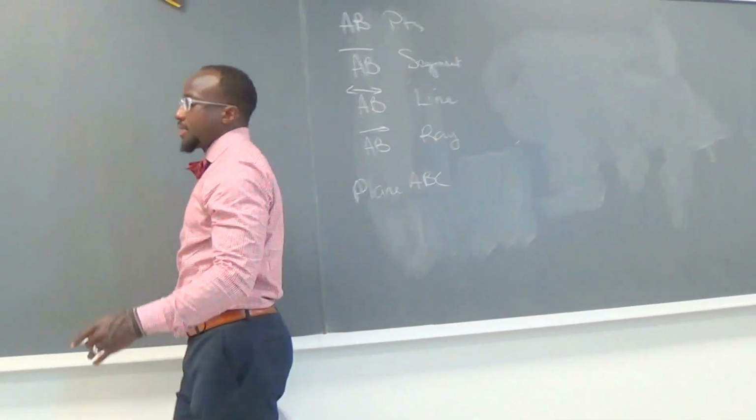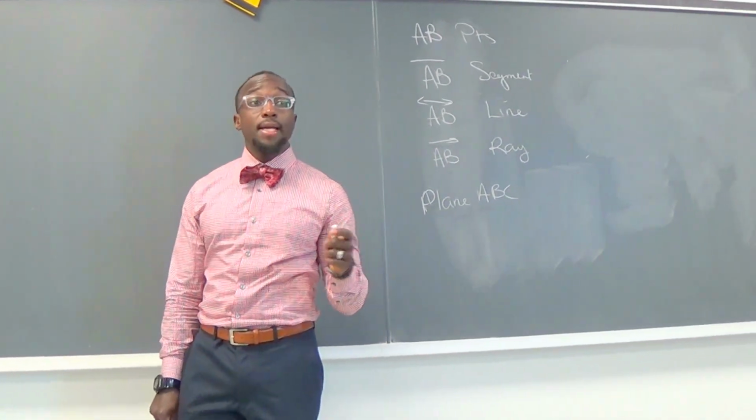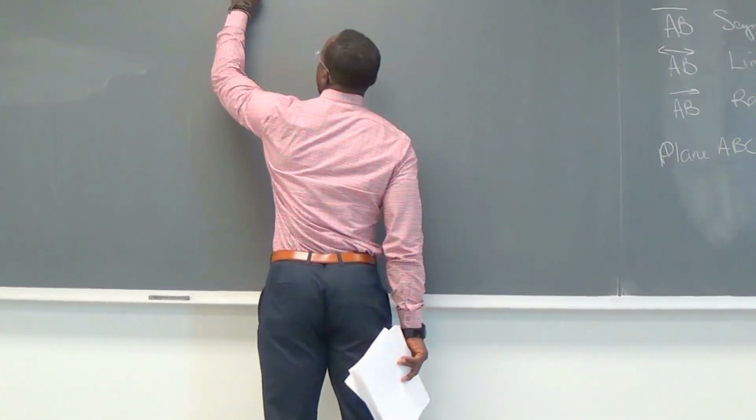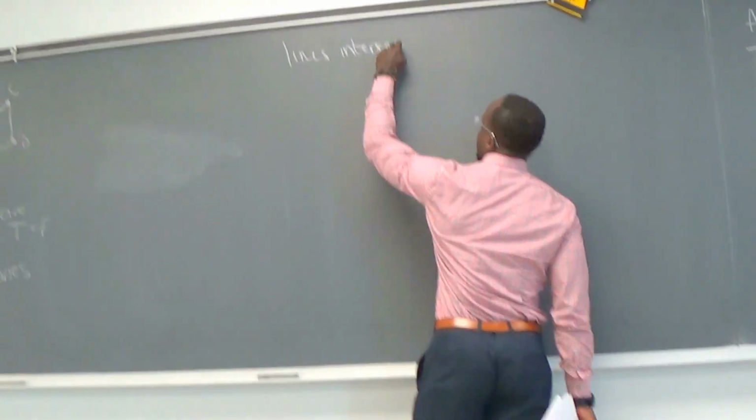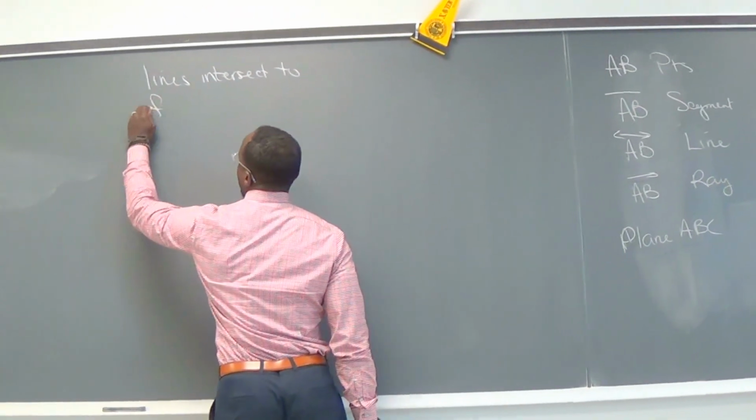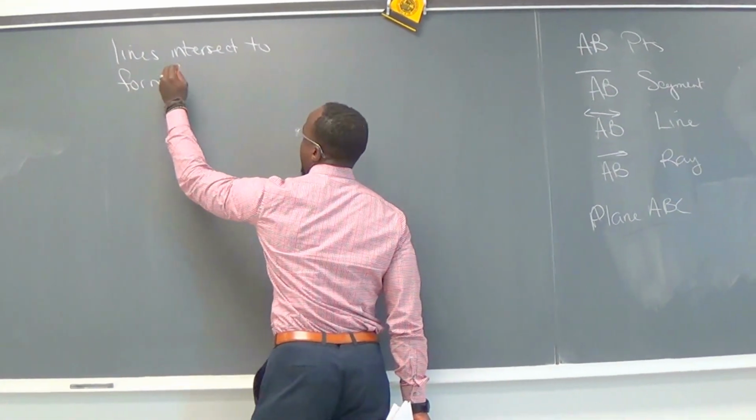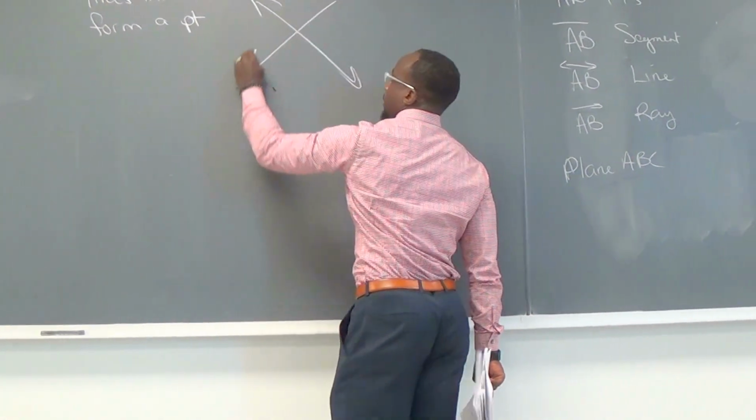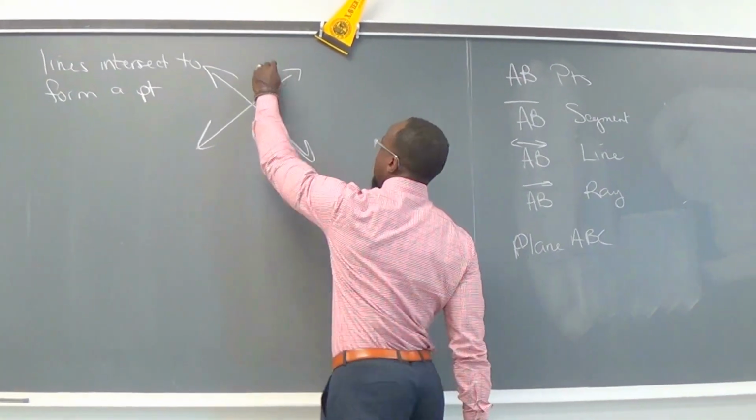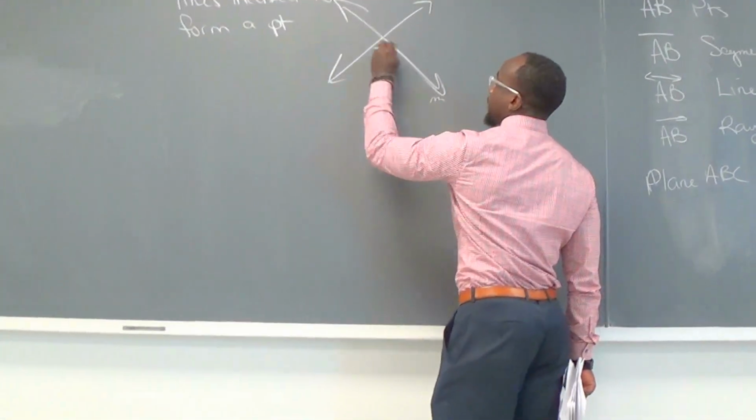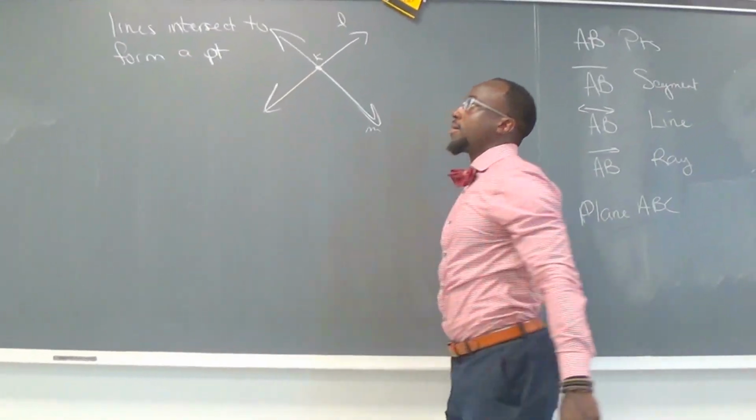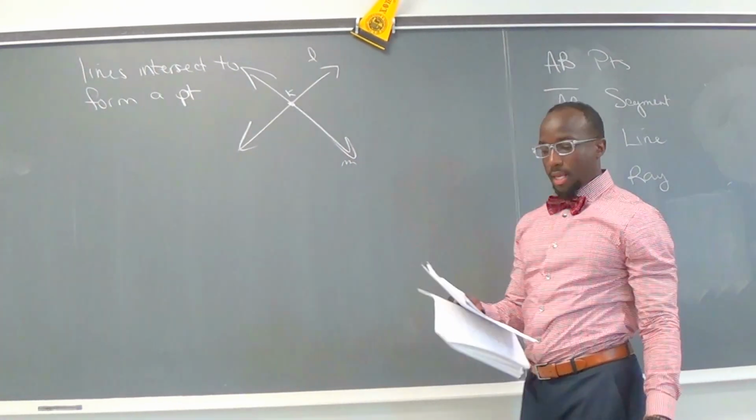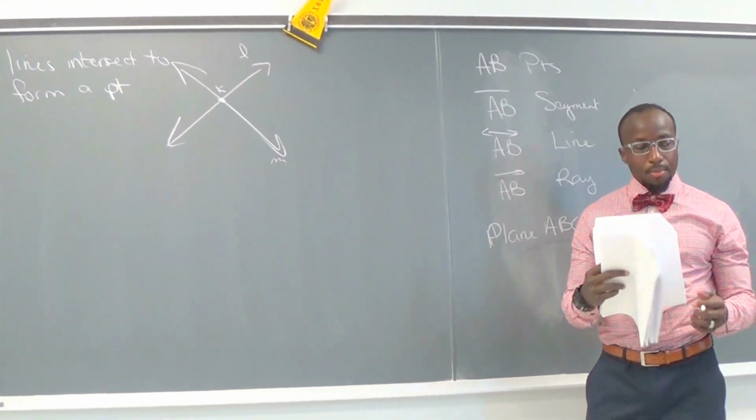There are two types of intersections. We've got intersections dealing with lines, which is the first one. Lines intersect at a point. So if I have line L and line M, they would intersect at this point K, right? So lines intersect to form a point. They intersect at a point, okay? And that's the first example on your paper.